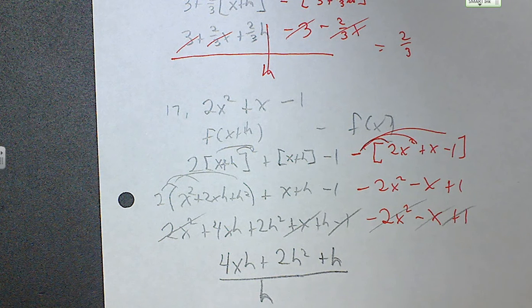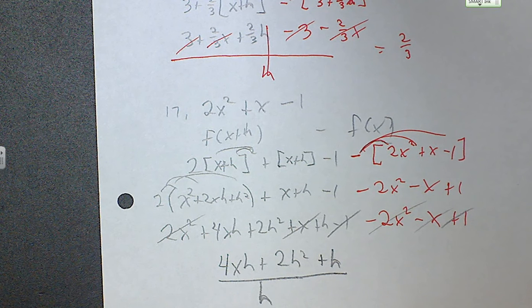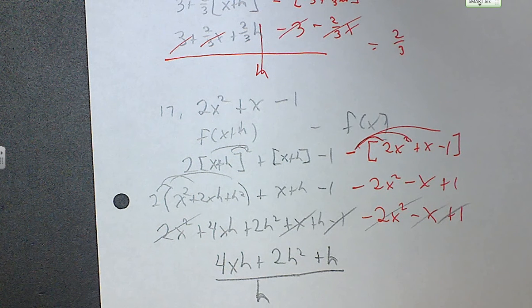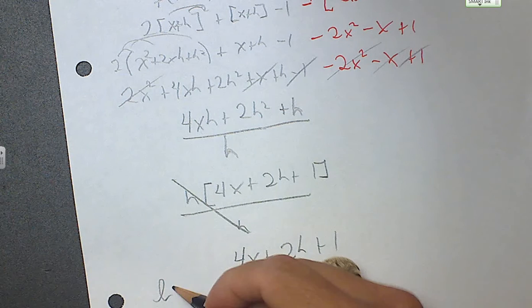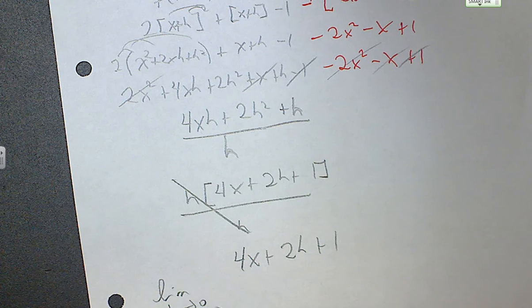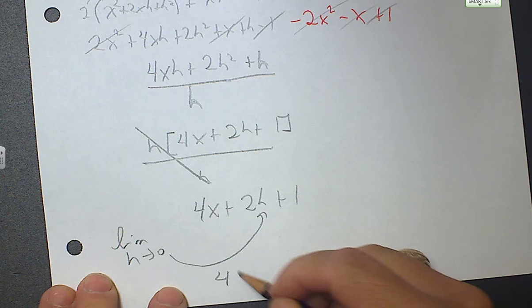If I take an h out of everything on top, I've got h times 4x plus 1. Don't forget about the 1. A lot of people do. Those cancel. That's my equation. Plug a 0 in, because don't forget, this is a limit as h approaches 0. So you plug a 0 in right there, and you get an equation of 4x plus 1.